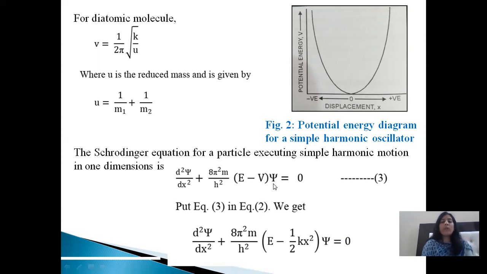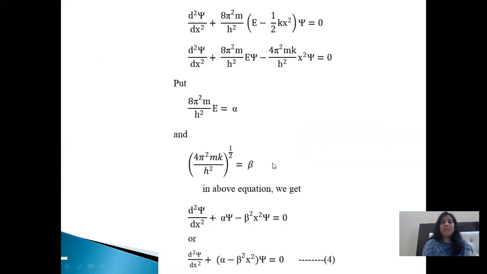Put the value of potential V equal to 1/2 kx² in this equation. So we get this equation. Now open this bracket. It becomes d²ψ/dx² + (8π²m/h²)Eψ − (4π²mk/h²)x²ψ = 0.